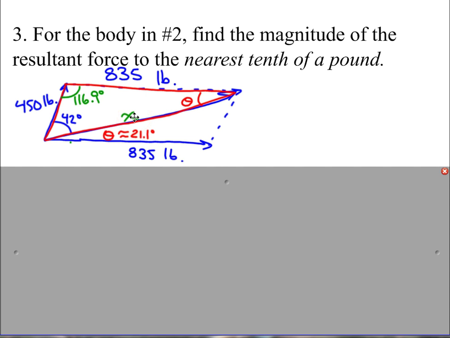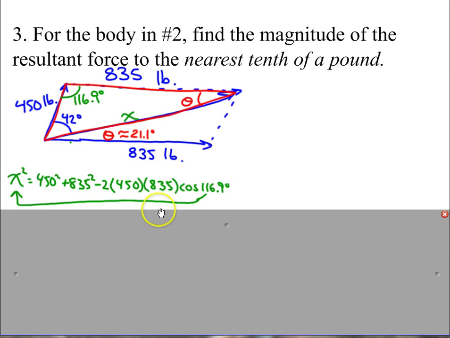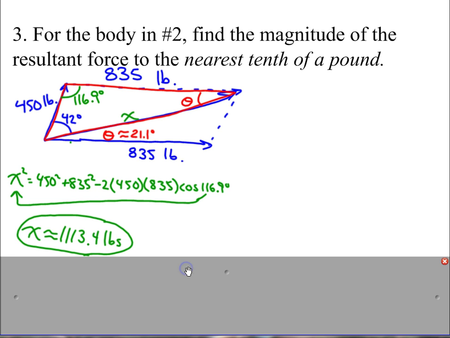Okay, I've got side, angle, side, and I'm looking for side. Or I could use law of sines and work it out. So I can use law of cosines, I can use law of sines. In this case, I'm just going to use a nice law of cosines. Angle across from the side I'm interested in. Everything on the right side is numbers. Punch those into your calculator. You've got 1,113.4 pounds. Seems like a reasonable answer. It's much bigger than the other sides because it's across from a much bigger angle.